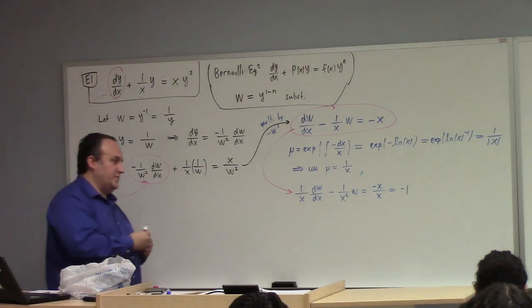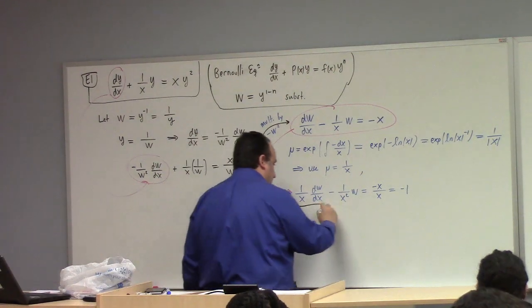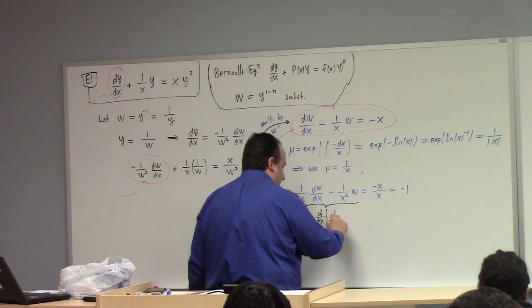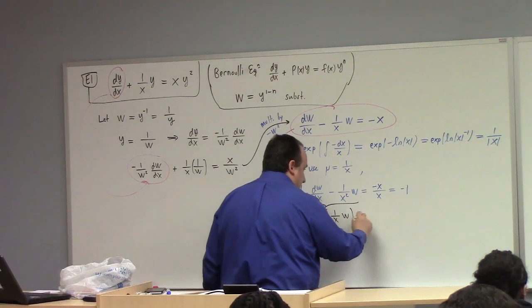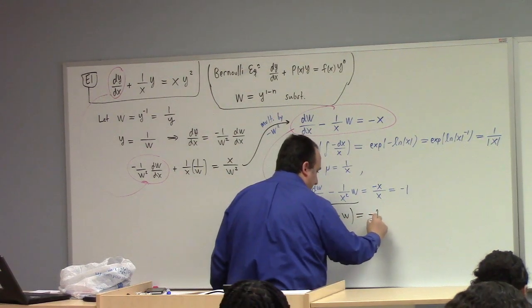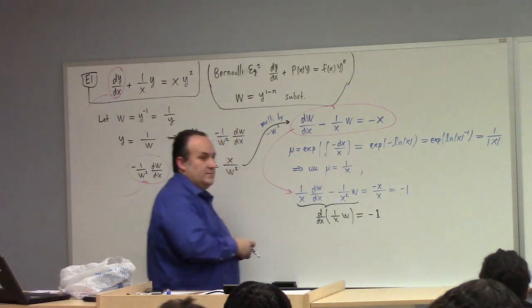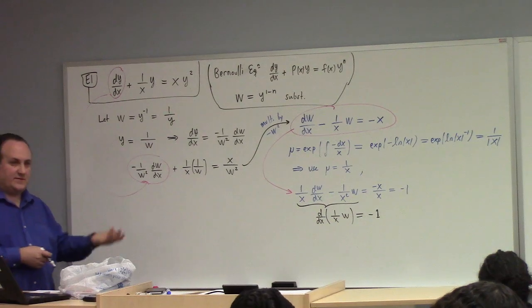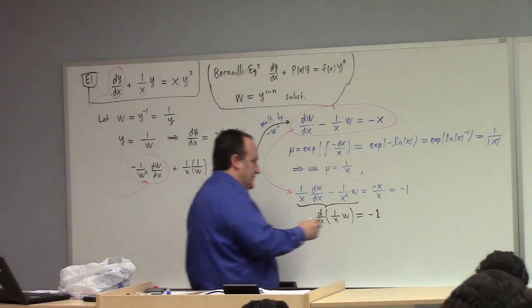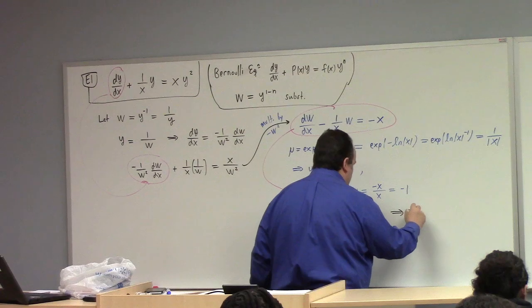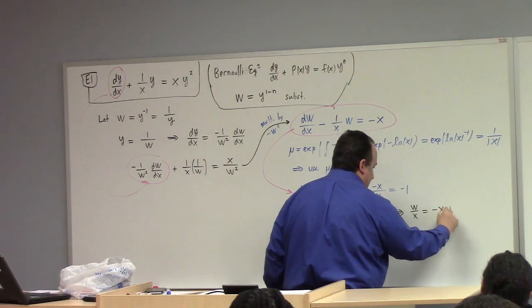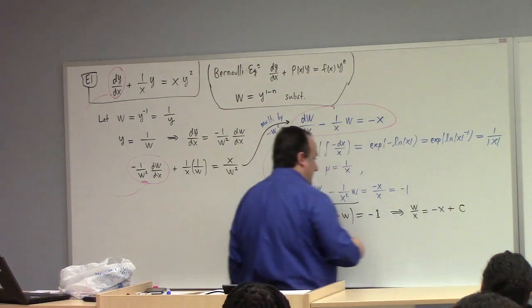The next step is the reverse product rule. So this is d/dx of (1/x times w) is equal to minus 1. Now we're done because all we need to do is integrate both sides and we've solved the problem basically, right? So integrate both sides. I get w over x is equal to minus x plus a constant, right? Integrating.